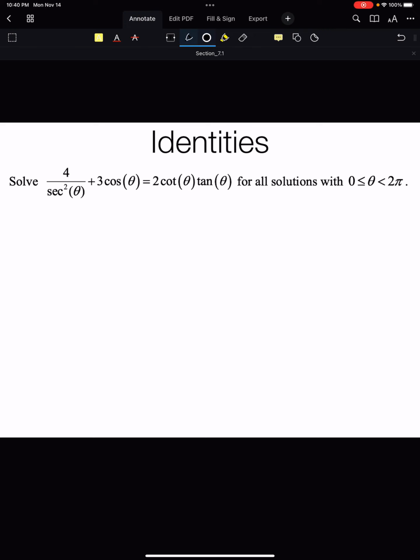But the identity that we might want to use is that secant squared is equal to 1 plus, excuse me, tangent squared. Okay. Now we're not actually going to use that because what we have on the left-hand side is cosine. And I know there's a relationship between secant and cosine. In fact, I know that cosine of theta is equal to 1 over the secant of theta. Okay.